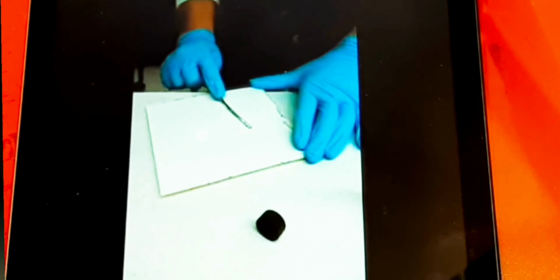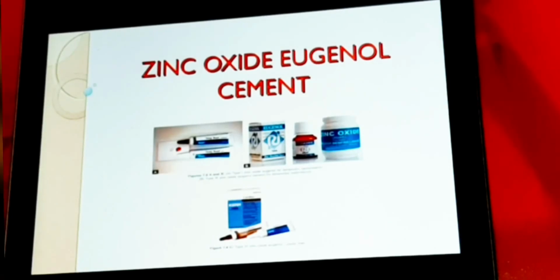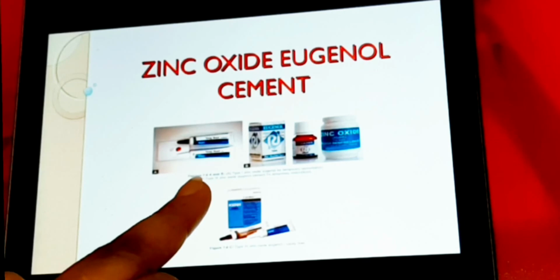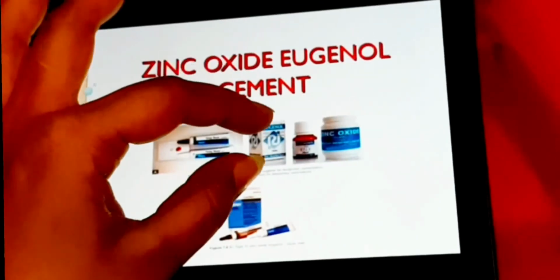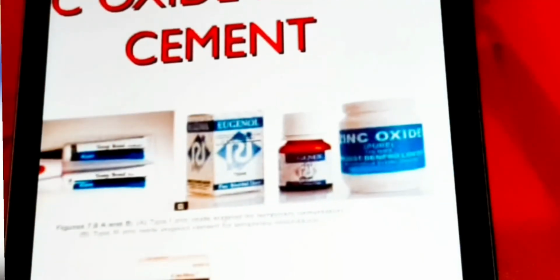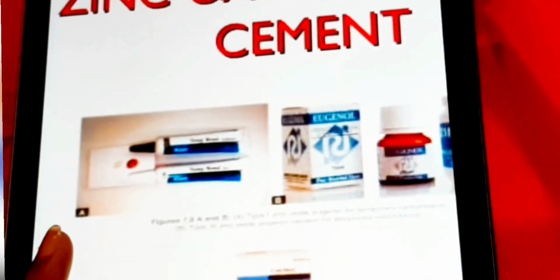Now the two paste system, the powder will look like something like this. Now here you can see these are the two paste system, and this is the powder liquid, and this is the paste. So now we will deal with the two paste system. Here you can see these are the two pastes, impression paste. So these are the two pastes.